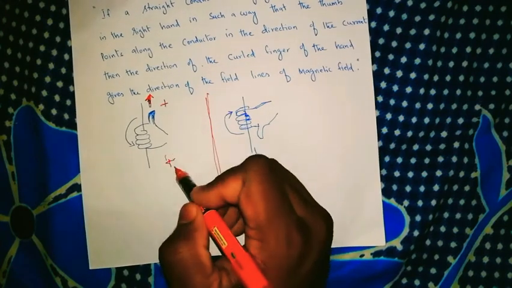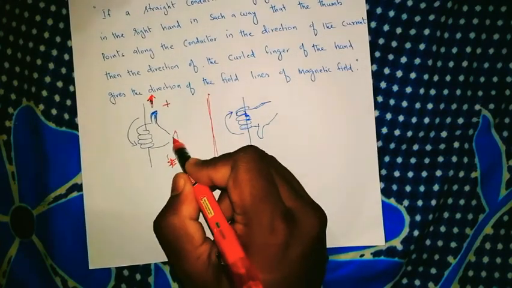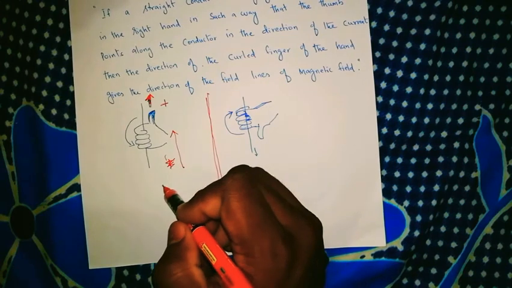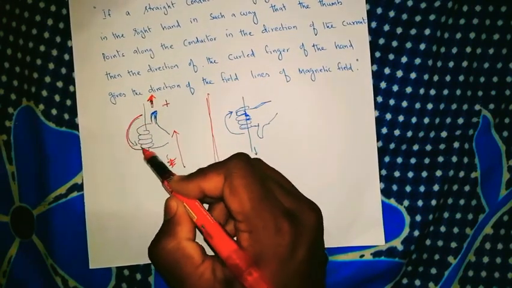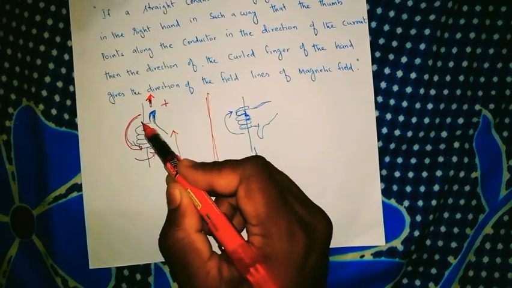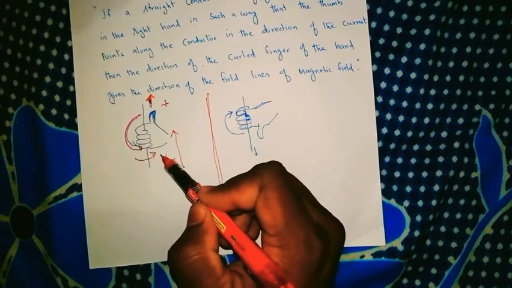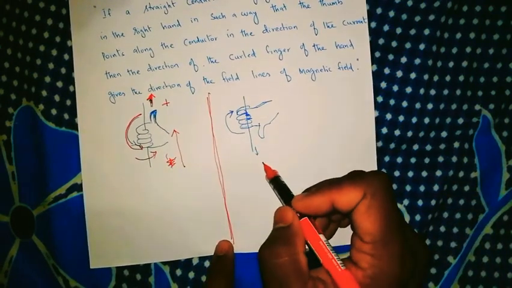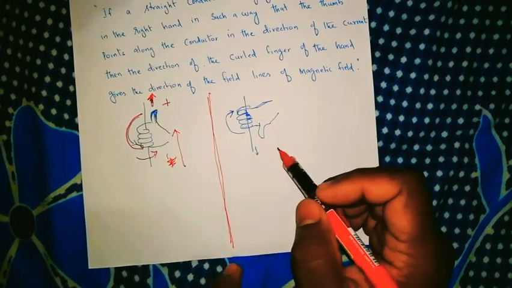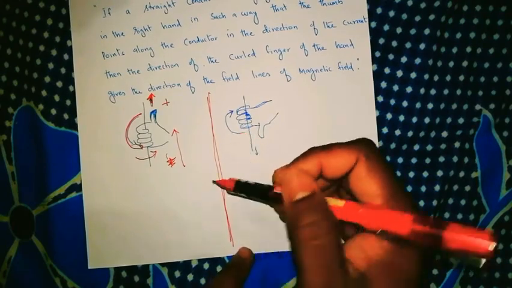Positive here and negative this side. That means the current is moving in this direction. Okay, so the magnetic lines will move towards this direction, towards my finger direction.